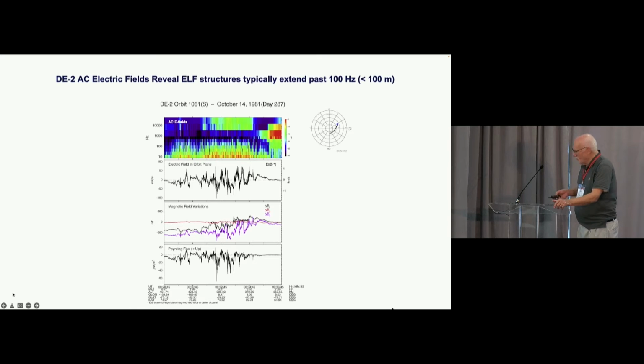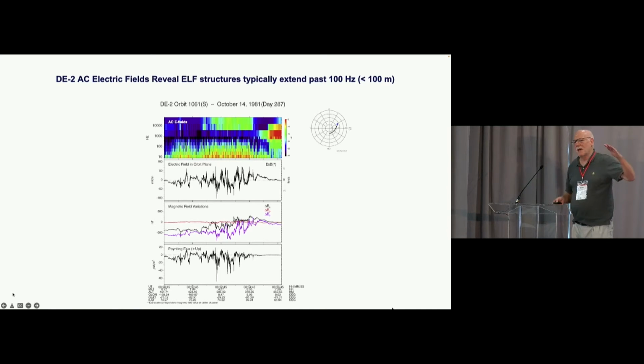We can get a clue of what's going on by looking at the AC fields. You can see this is sort of an extension of the spectrum, and this clearly pushes out to 200, 300 hertz. And 180 hertz is essentially 100 meters. When you go to 16 samples per second, the Nyquist is 8 hertz, and that's 1 kilometer. When you go to 160 samples per second, or 80 hertz Nyquist, that's 100 meters. So this is less than 100 meters going up here.